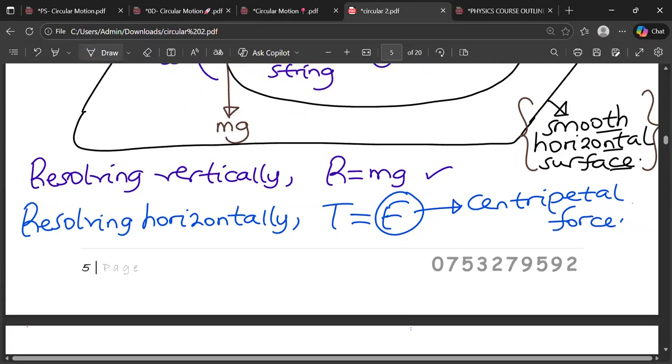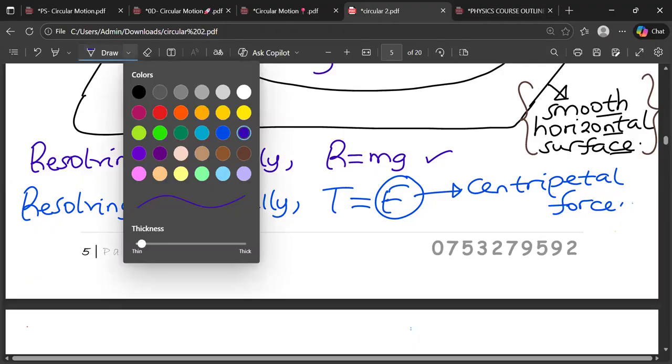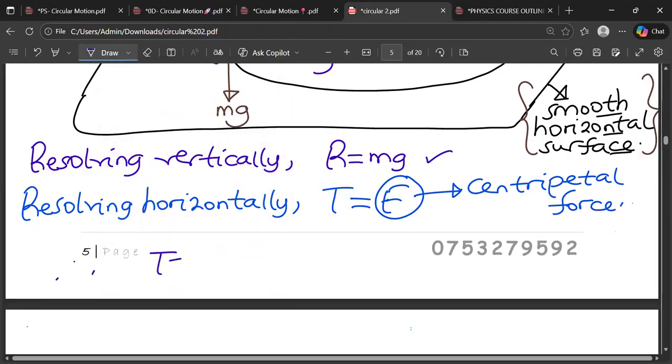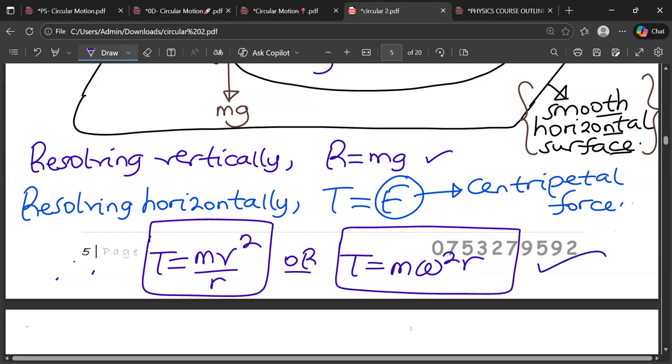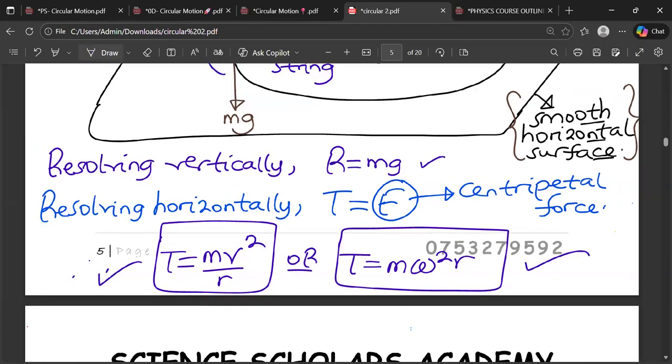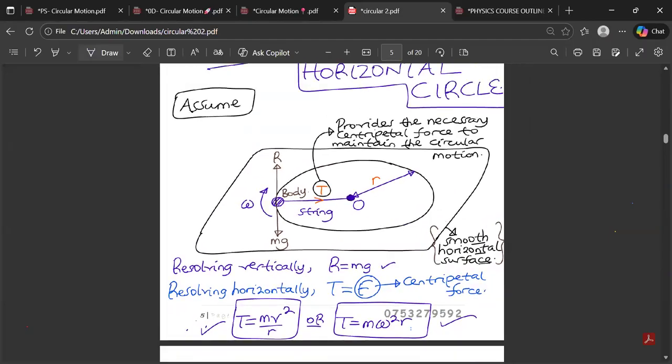So you know the formula of centripetal force, eh? So we shall just come here and say, therefore, our tension will be M V squared over R. Of course, the body that is moving has a mass. Or you can take M omega squared R like that. And you're done. So all calculations we are going to be doing, they're going to be rotating around there.